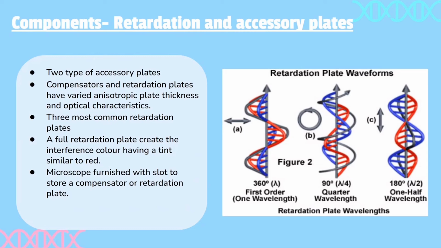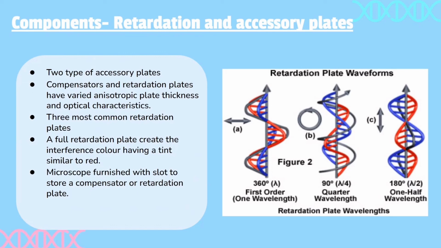The three most common retardation plates have optical path length differences of an entire wavelength ranging between 530 and 570 nanometers, one half wavelength ranging between 260 and 280 nanometers, and a quarter wavelength ranging between 137 and 150 nanometers. A full retardation plate creates the interference color having a tint similar to the first order red magenta color. The microscope is furnished with a slot to store a compensator or retardation plate.